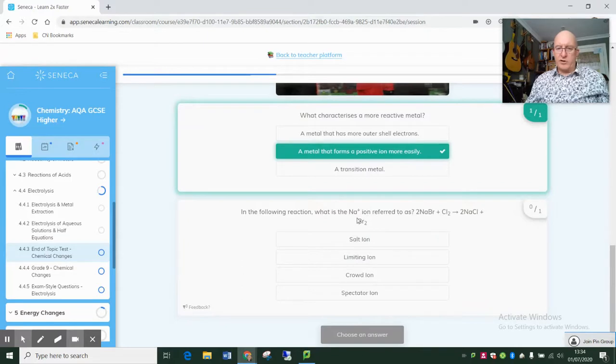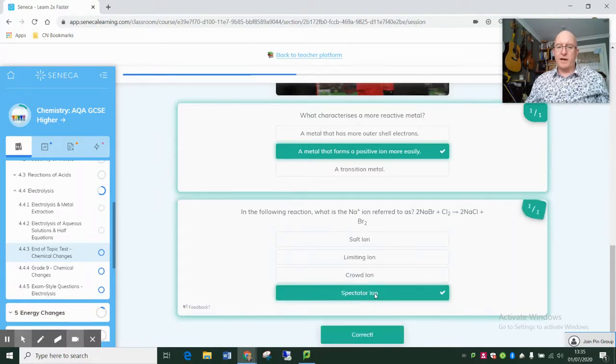In the following reaction, what is the Na plus ion referred to as? So we have sodium bromide reacting with chlorine to produce sodium chloride and Br2. So here bromine and chlorine are exchanging electrons. Sodium does nothing in the reaction. It's a spectator. So that's called a spectator ion.